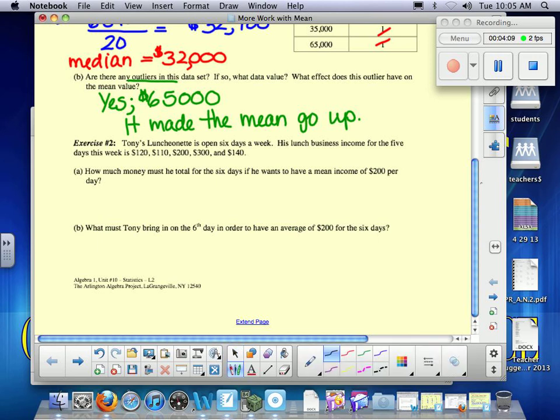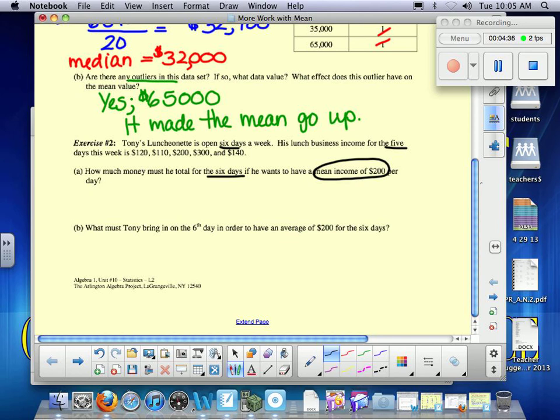Tony's Luncheonette is open 6 days a week. His lunch income for the first 5 days this week are the following. So how much money does he have to total for the 6 days if he wants to have a mean income of 200? Okay. Oh, we don't have to put them in order for me, do we? Don't have to put them in order for me, no.